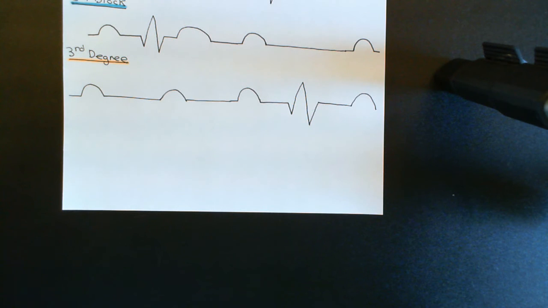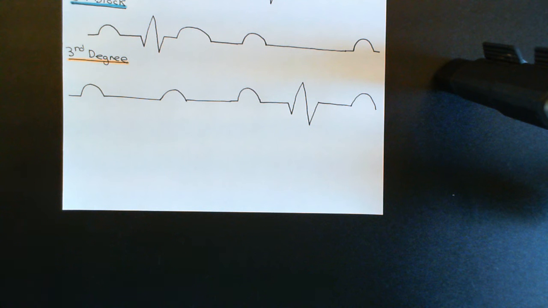So the ECG will look like this. You'll have rhythmic P waves, and then dotted around you'll have QRS complexes at a much lower rate, which will be generated by the His-Purkinje system. Okay, so that's what's going to happen in third-degree heart block.